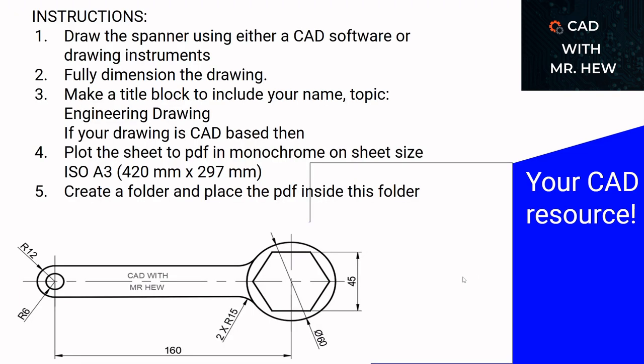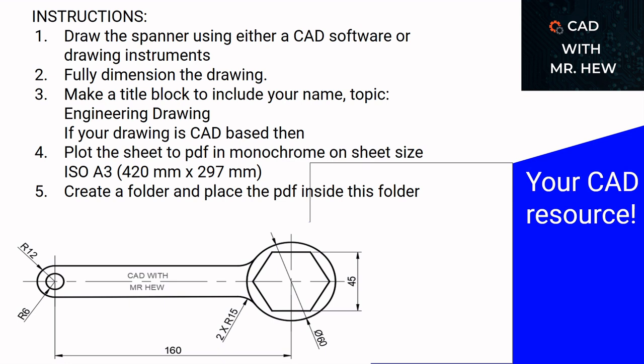So here are the instructions. The instructions are as follows. 1. Draw the spanner using either a CAD software or drawing instruments. 2. Fully dimension the drawing. 3. Make a title block to include your name and topic. And the topic for today's drawing would be engineering drawing.